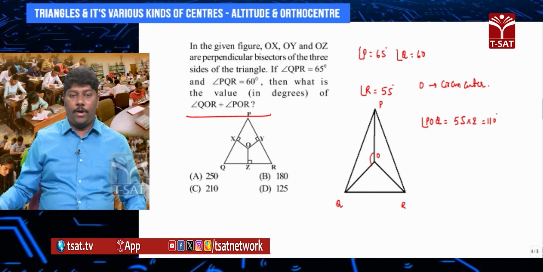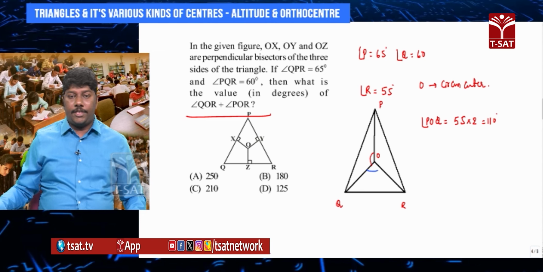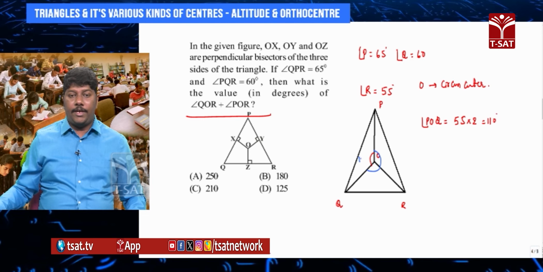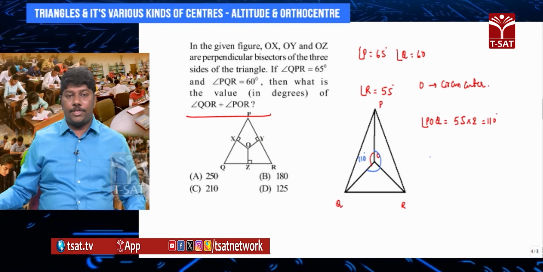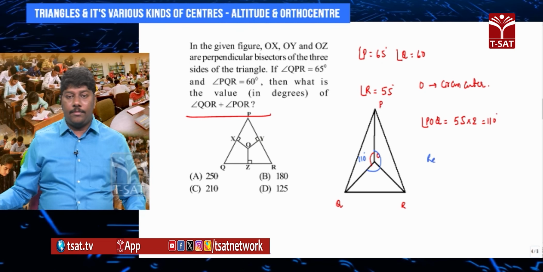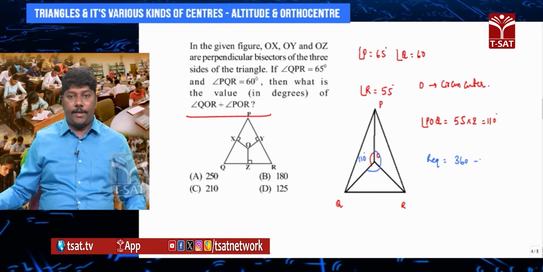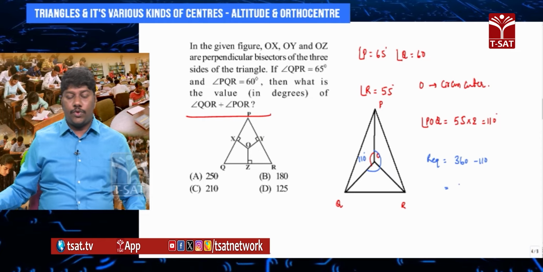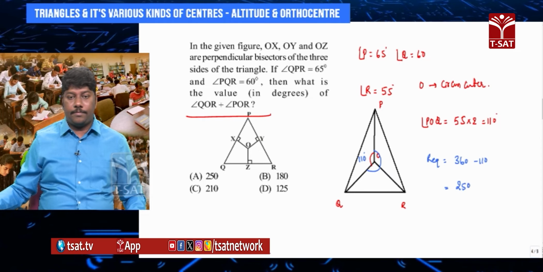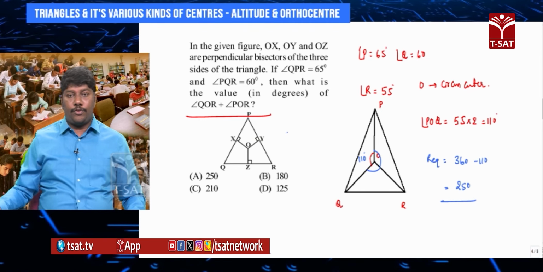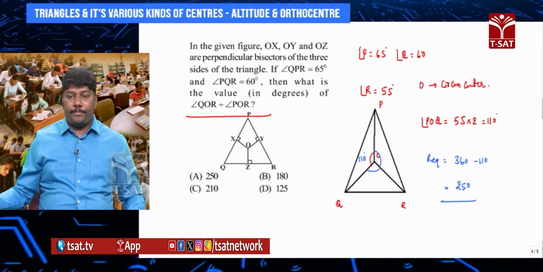If this is 110, he is asking you the value of QOR plus POR. So you need the rest of the angle. If it is 110, the complete angle is 360. The required angle is 360 minus 110, which is 250 degrees. So the answer is 250 degrees there.